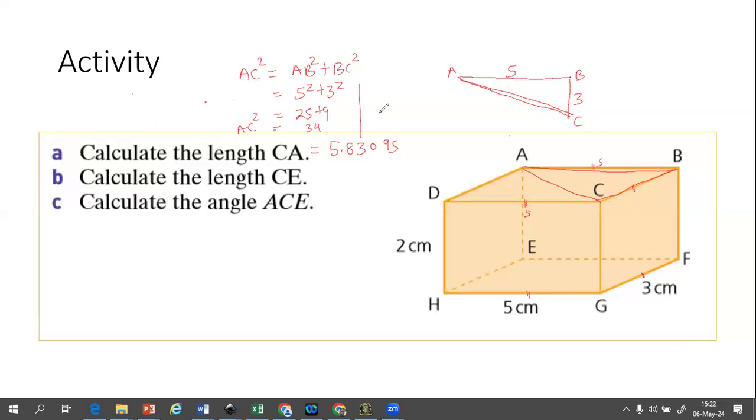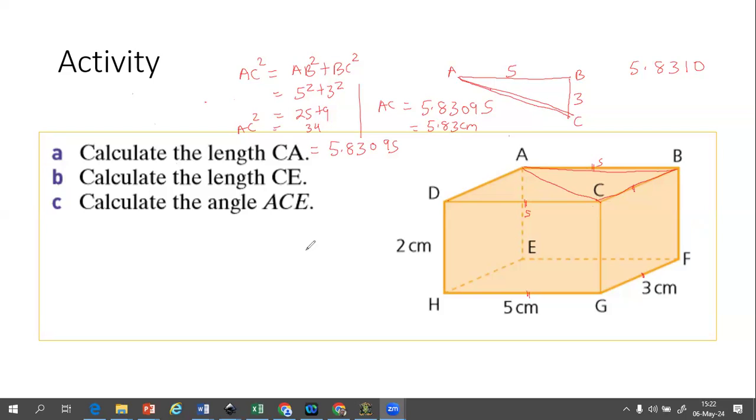So when you get the root, AC will equal the root of 34, which is the same as 5.83095. And when you reduce to 2 decimal places, it is 5.83 centimeters. So that's how we are getting it. In case you're writing to 4 decimal places, then you write 5.8310. Hope it is okay.